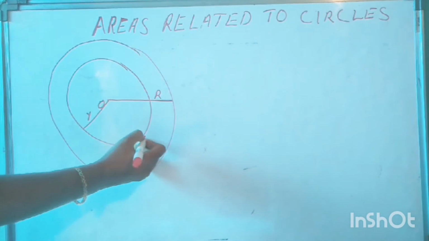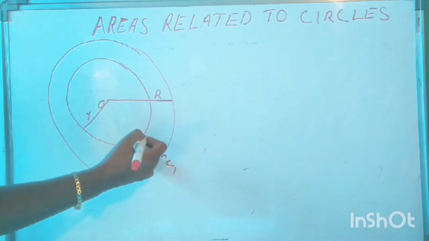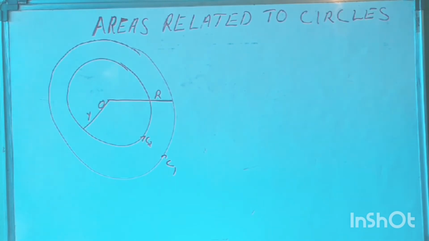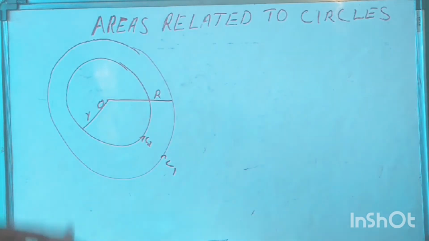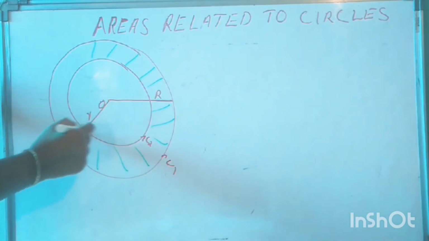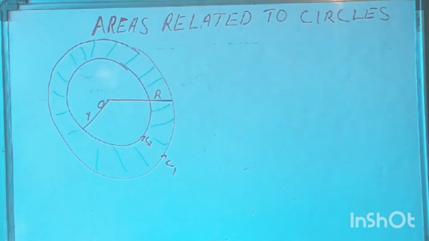Now, this is C1 and this is C2. The bigger circle is C1 and the smaller circle is C2. And this ring means area enclosed between two concentric circles. This is a ring. One more name is there, that is annulus region. Area enclosed between two circles is called area of a ring, or area of an annulus region.